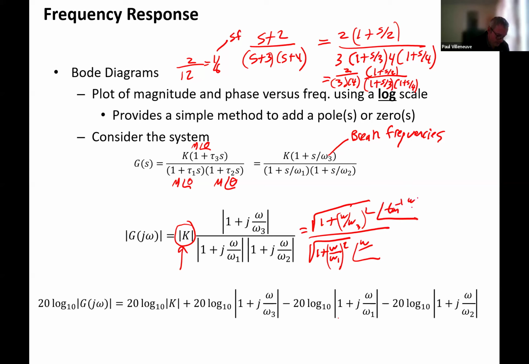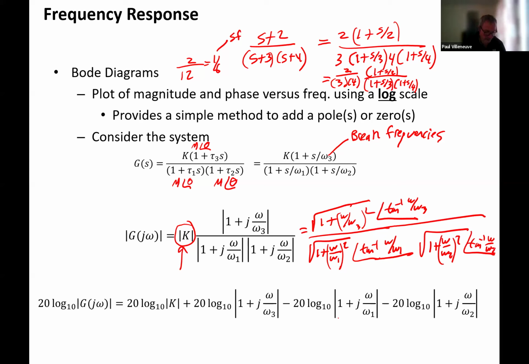inverse tan of omega over omega 3. This is inverse tan of omega over omega 1. And then the last one we have is the square root 1 plus omega over omega sub 2 squared. And its angle is the inverse tan of omega over omega sub 2.